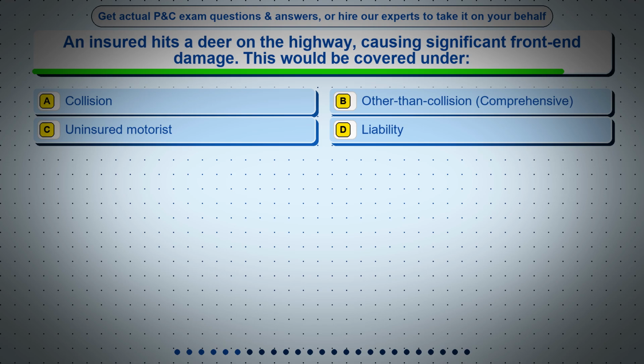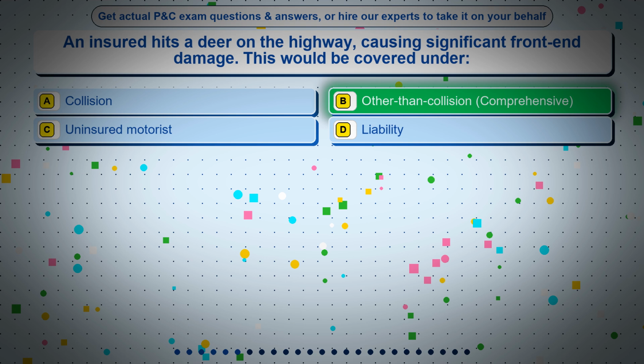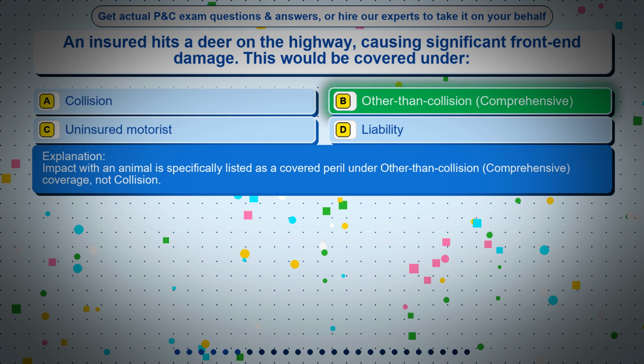Question 6. An insured hits a deer on the highway, causing significant front-end damage. This would be covered under option A. Collision, option B. Other than collision, comprehensive, option C. Uninsured motorist, option D. Liability. The correct answer is option B. Other than collision, comprehensive. Impact with an animal is specifically listed as a covered peril under other than collision, comprehensive, coverage, not collision.